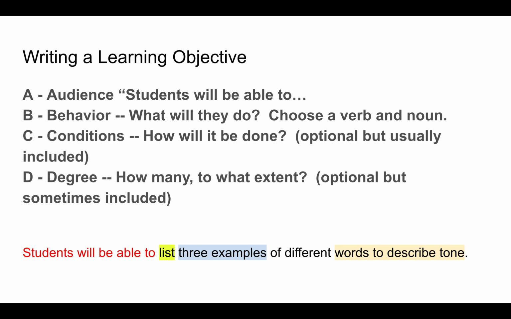And then conditions might be, for this one, it doesn't really apply, but it could be like after reading a text or on a graphic organizer. In a paragraph, students will be able to list 3 examples, something like that, right? So those are the steps for actually writing the learning objective.